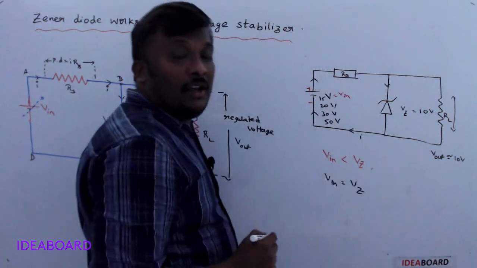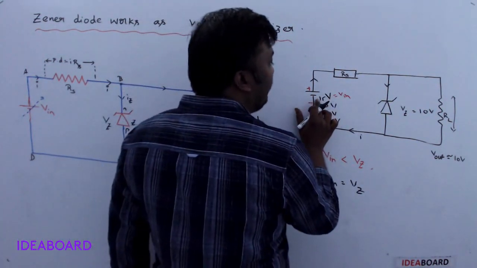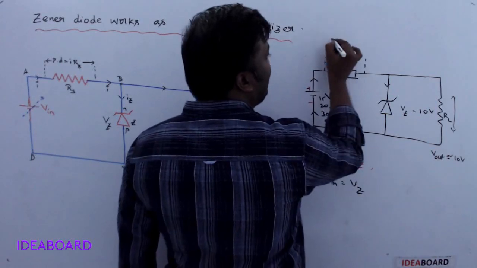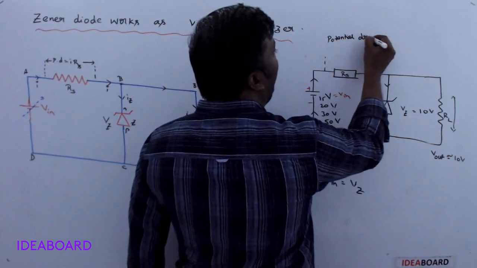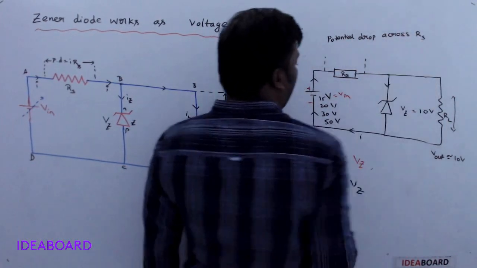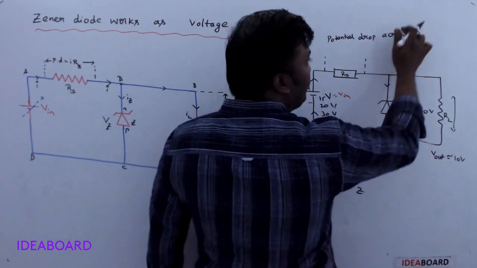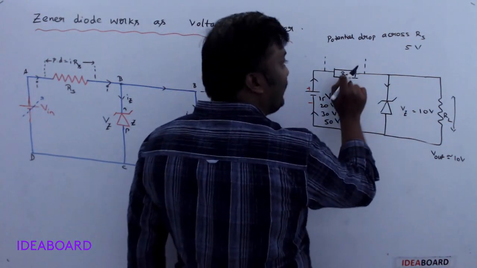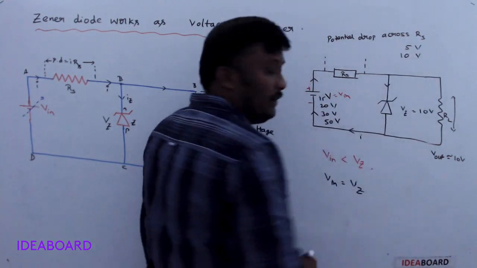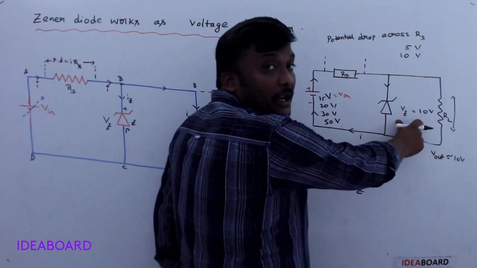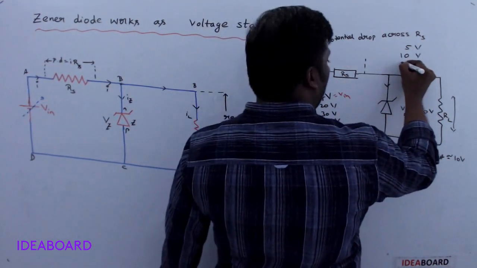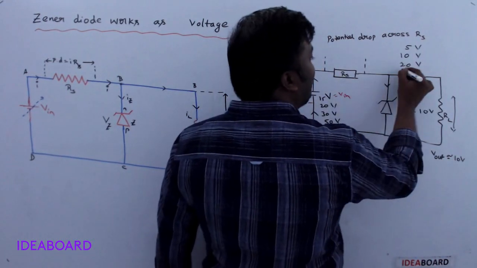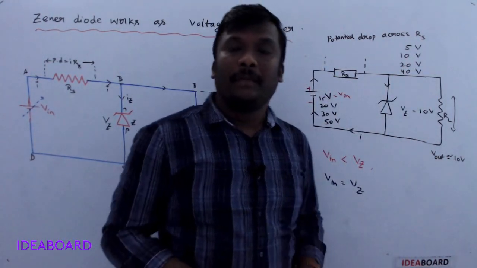Across the series resistor, the voltage drop increases. So how much voltage do you apply here? 15 volt now. Out of 15 volt, the generated voltage is 10 volt. So the potential drop across RS, if you apply 15 volt and Vz is 10 volt, is 5 volt. If you apply 20 volt, Vz is always 10 volt, so the potential drop across RS is 20 minus 10, 10 volt. If you apply 30 volts, the generated voltage is 10 volt, so the potential drop across RS is 30 minus 10, 20 volts. If you apply 50 volts, the output is always 10 volts, so the potential drop across RS is 40 volt. Understand?